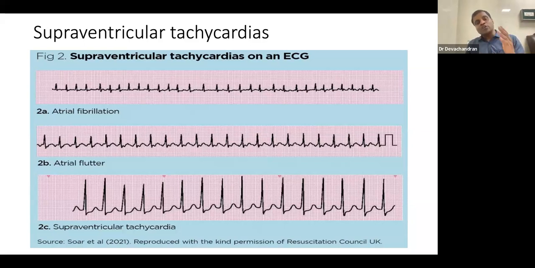So from the atrium is called supraventricular. Supra means above. So the impulse is originating from above the ventricle, so it's called supraventricular tachycardia. If the rate is high and the impulse is originating in the ventricle, then it's called ventricular tachycardia. So only two important types that you need to remember.